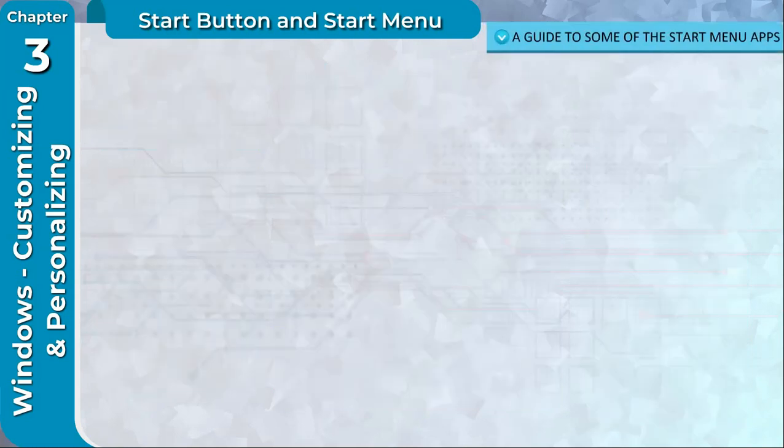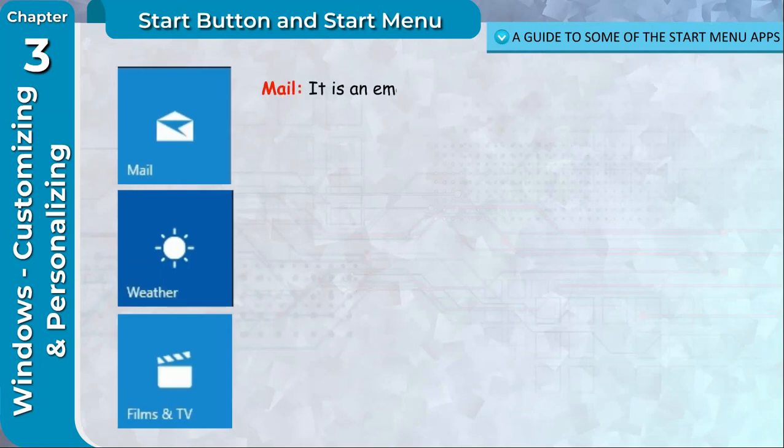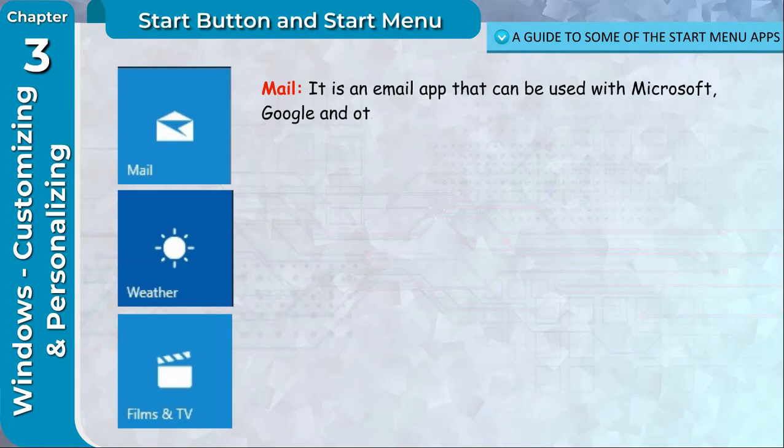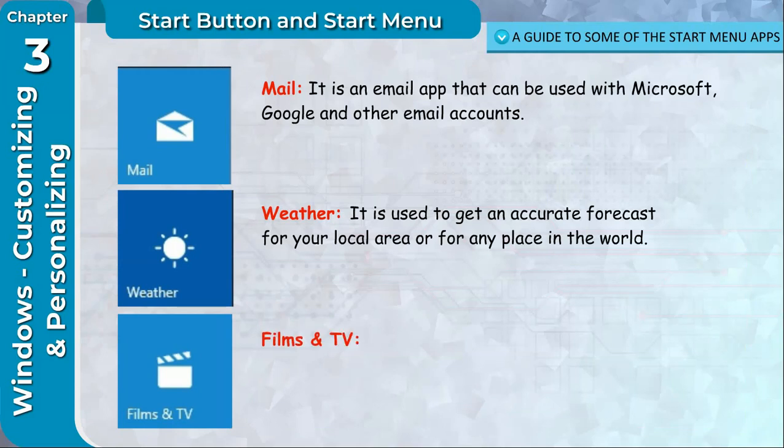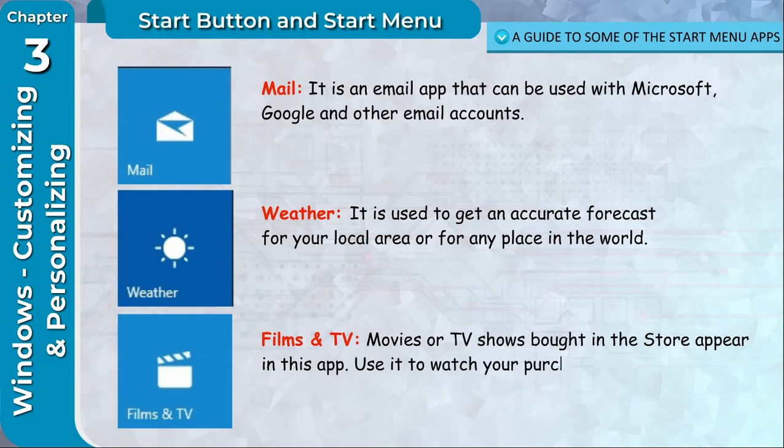A guide to some of the Start menu apps. Mail. It is an email app that can be used with Microsoft, Google and other email accounts. Weather. It is used to get an accurate forecast for your local area or for any place in the world. Films and TV. Movies or TV shows bought in the store appear in this app. Use it to watch your purchases.